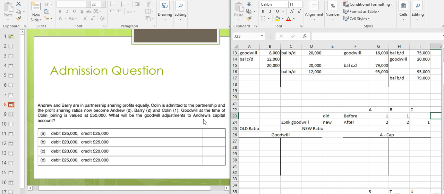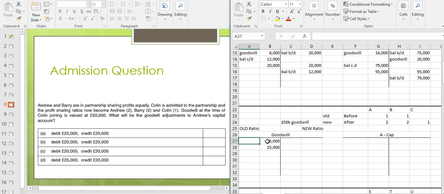Okay, so I'm just going to check everything is correct because I've typed this up beforehand. So we've got 50,000 goodwill. They're both equal before, so before is 1 to 1, and afterwards Colin is joined in 2 to 1, with Colin having the smaller share, so 2 to 1. Okay, so it looks like we're all good. So we're going to follow the same process. 50 at the old, split 50-50, £50,000, 50-50, okay, on a 1-to-1 basis. So we have 25,000 split.